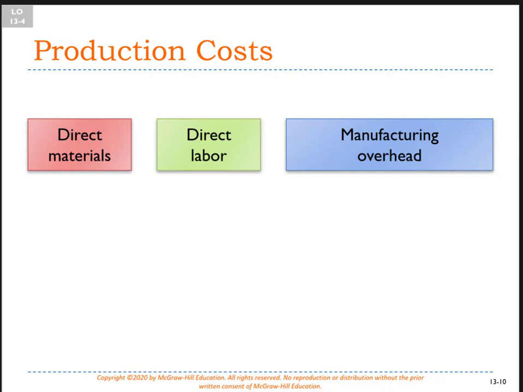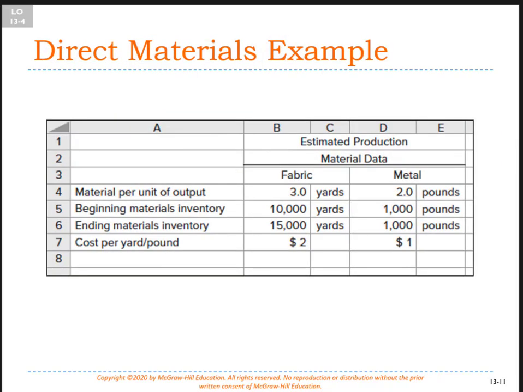So we're going to make 250,000. How much direct materials do we need? How much direct labor do we need? How much manufacturing overhead do we need? So we start to break it down. You've got two different types of material. Our output needs 3 yards of fabric and 2 pounds of metal. And so we have a beginning of each of those and an ending and a cost per yard or pound, depending on the situation.